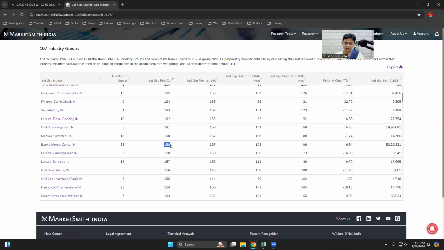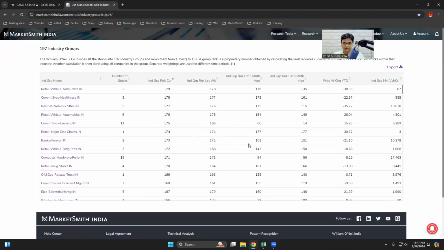So in the past 6 months, I have not bought a single bank stock. If you had stayed away from banking stocks, you would have avoided a huge amount of loss or underperformance. So that is why this sheet is extremely important. So the number of stocks, the name of the sector, dash the name of the industry group, current rank, last week rank, 3 month rank, 6 month rank, actual performance of the industry year to date, and industry group market capitalization.